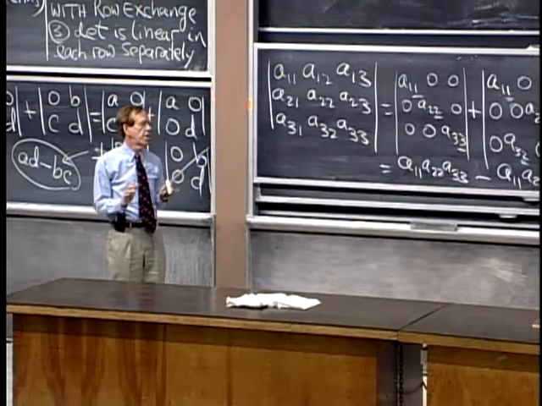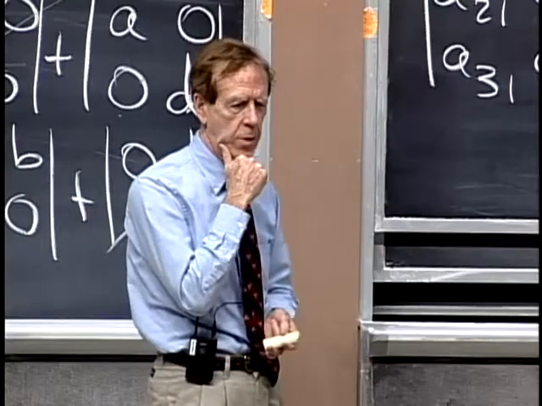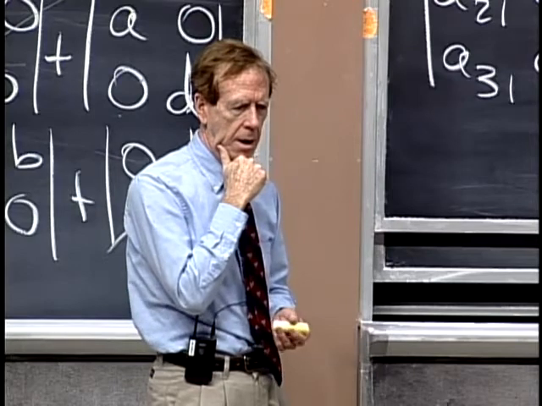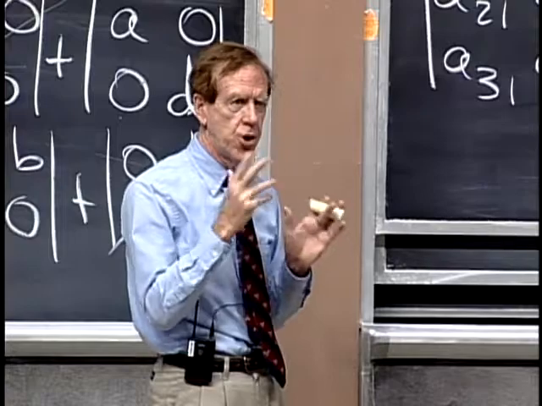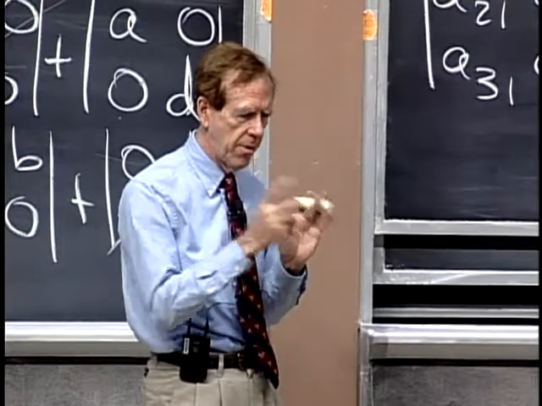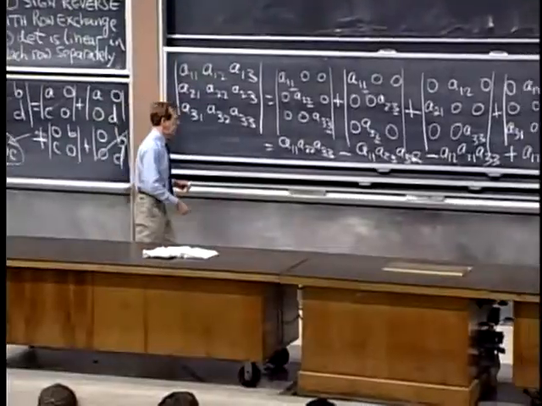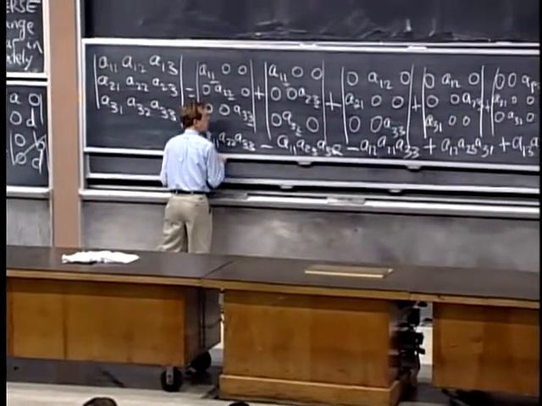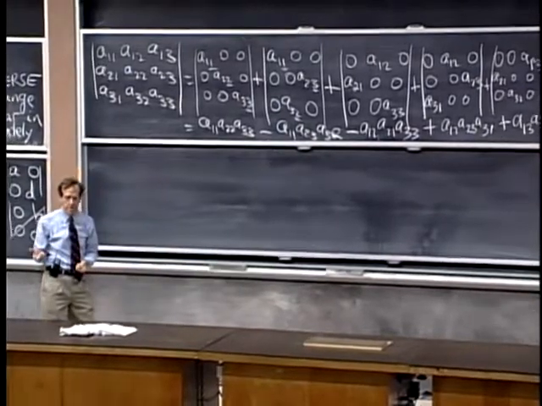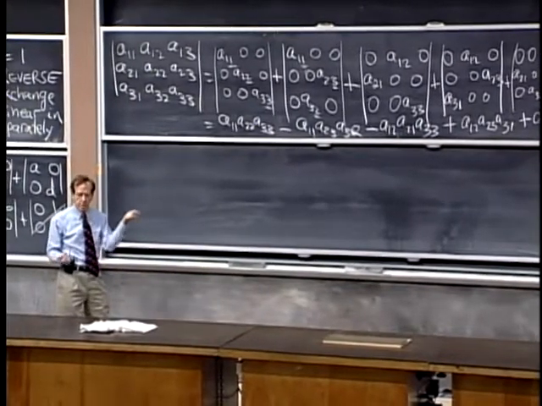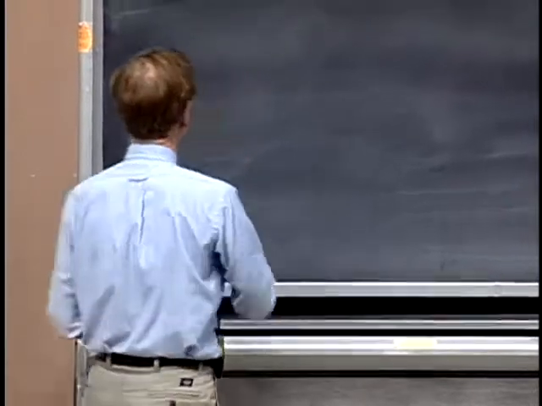I don't want to go through this for 4x4s. I do want to get now the general formula. This is what I refer to in the book as the big formula. So now this is the big formula for the determinant. I'm asking you to make a jump from 2x2 and 3x3 to n by n.